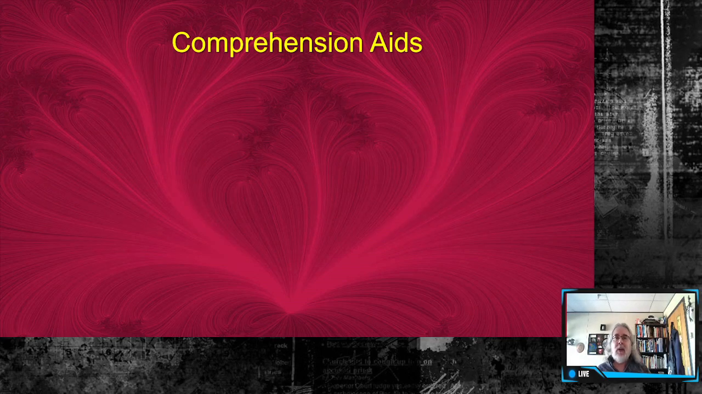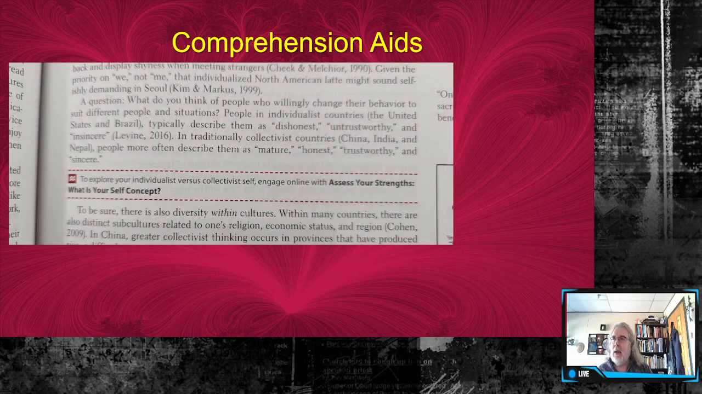Let's look at some other things. Textbooks typically have what I'm going to call comprehension aids. It's not really the official name for them, but I think it'll work in this case. In our first example, notice that you're referred to a website. In this little section separated by red dashed lines, it says to explore your individualist versus collectivist self, engage online with access your strengths. What is your self-concept? So you're given a link to go someplace else.